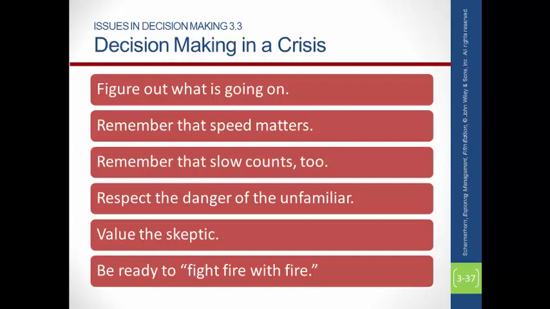Remember that in a crisis, speed matters. So in these situations, you just simply don't have time to analyze and have group decision making. Remember that also slow decision making counts. Depending on that crisis, maybe there is a certain part of that problem that you don't just want to jump to a solution. Respect the danger of the unfamiliar, value the skeptic, and be ready to fight fire with fire.